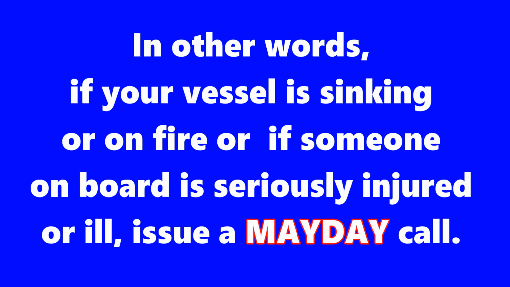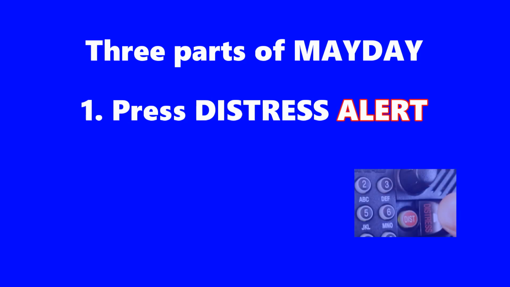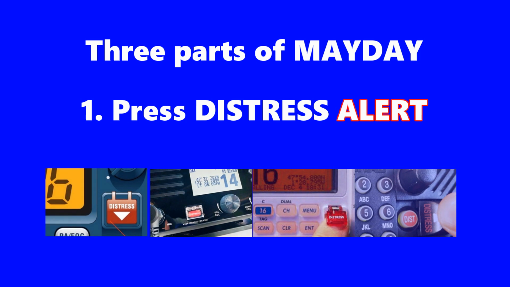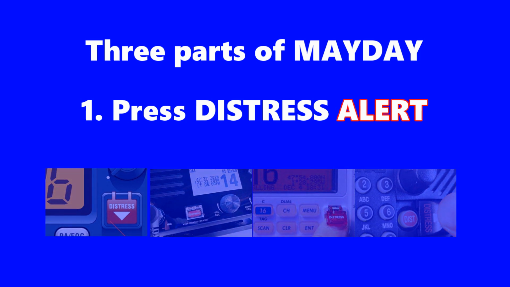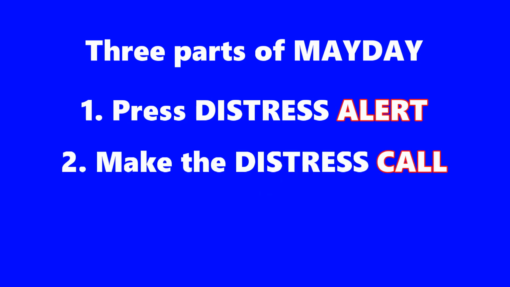In other words, if your vessel is sinking or on fire, or if somebody on board is seriously ill or injured, then it's a mayday. There are three parts of a mayday. The first part is to send a digital distress alert. This is by pressing one of these red buttons, depending on the kind of radio that you have, and this sends the digital alert out. It warns everybody in your area you're about to make a distress call and a distress message.